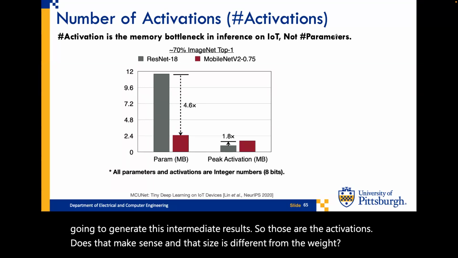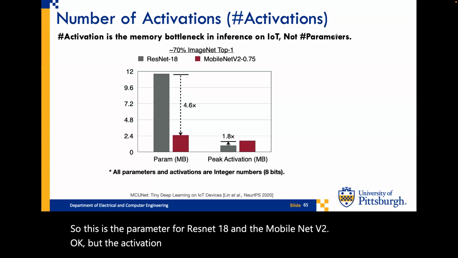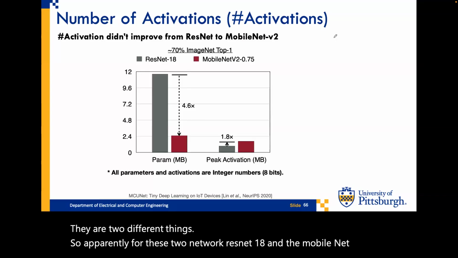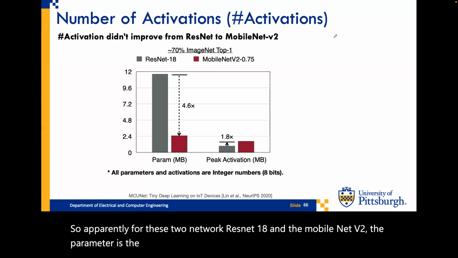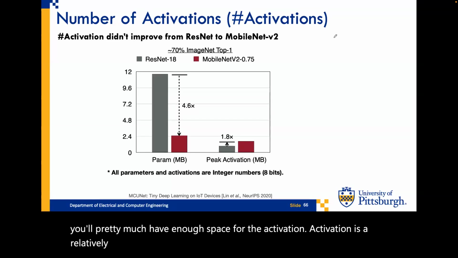So see, this is the parameter count for ResNet 18 and MobileNet v2. Okay, but the activation is this. They are 2 different things. So apparently for these 2 networks, ResNet 18 and MobileNet v2, the parameters are the dominant part. Once you have enough space for the parameters, you pretty much have enough space for the activations. Activation is relatively negligible compared to the weights, right?